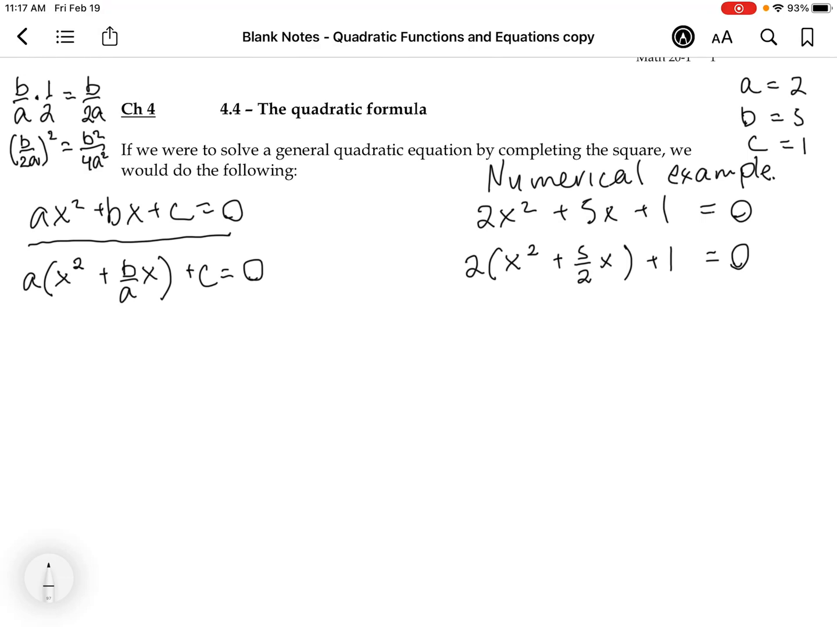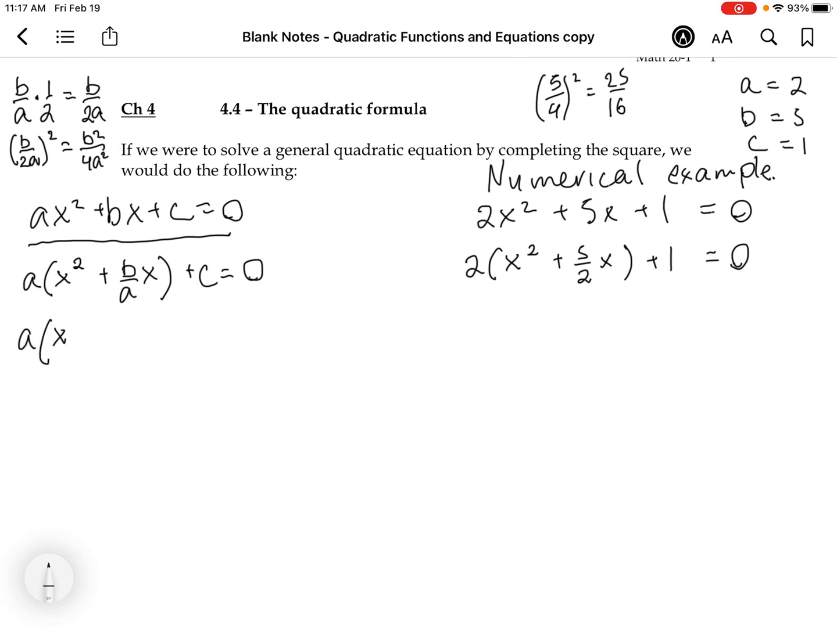Over here, 5 over 2 times a half is 5 over 4. So 5 over 4 squared, right, would be 25 over 16. So that's sort of the magic number that I have to add and subtract within the brackets to complete the square. Okay, so that's what I'm going to do next.